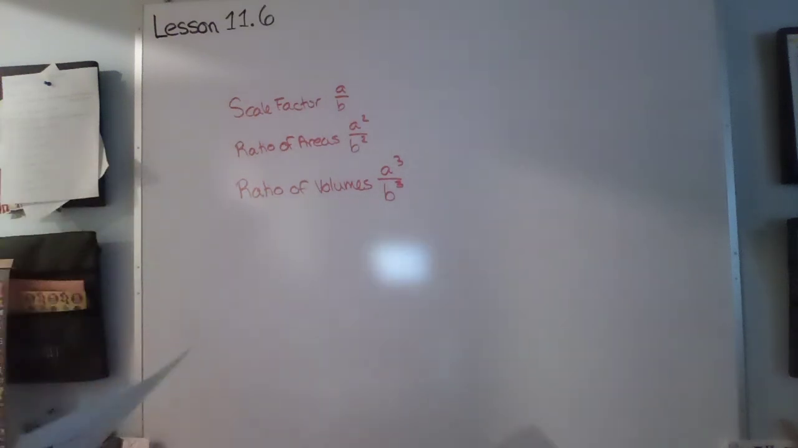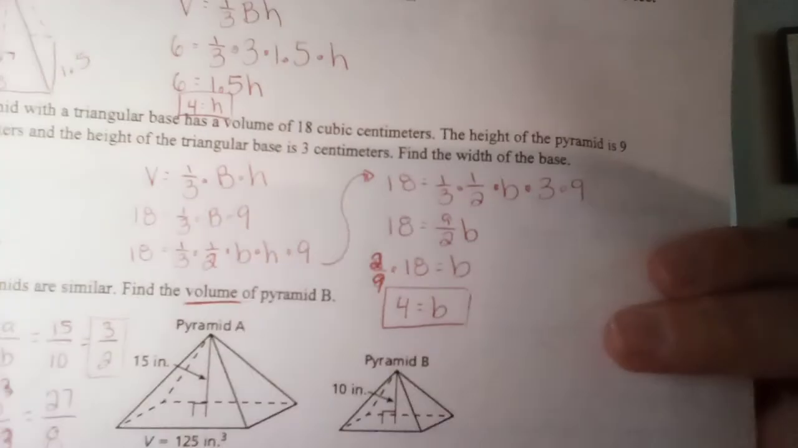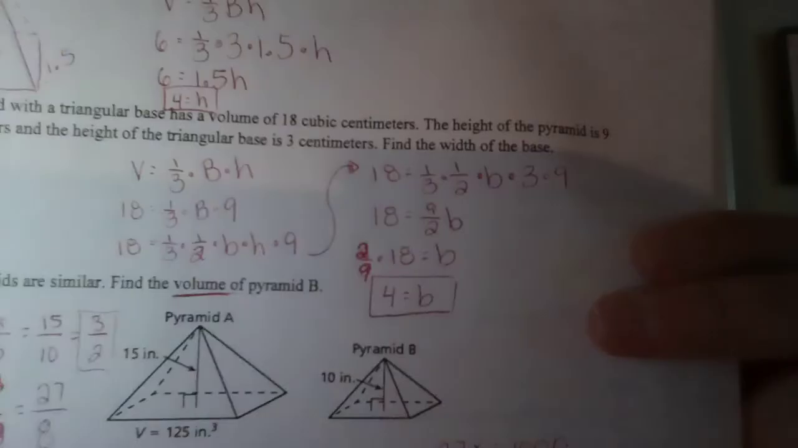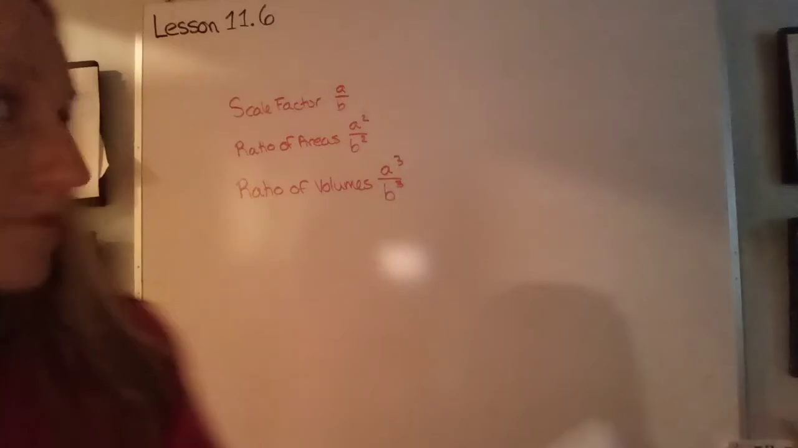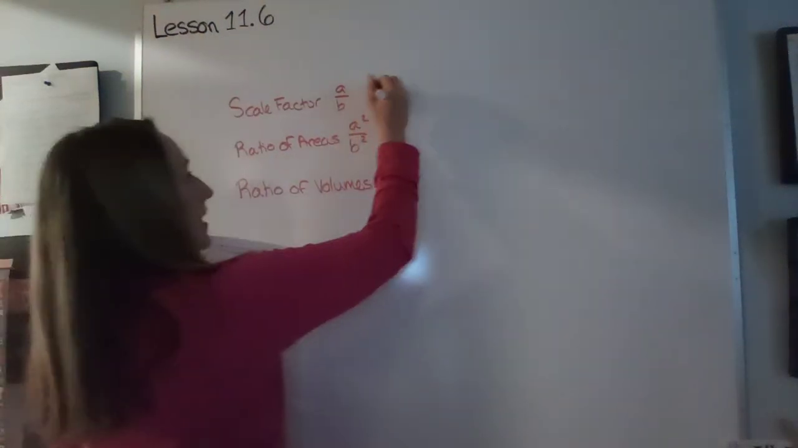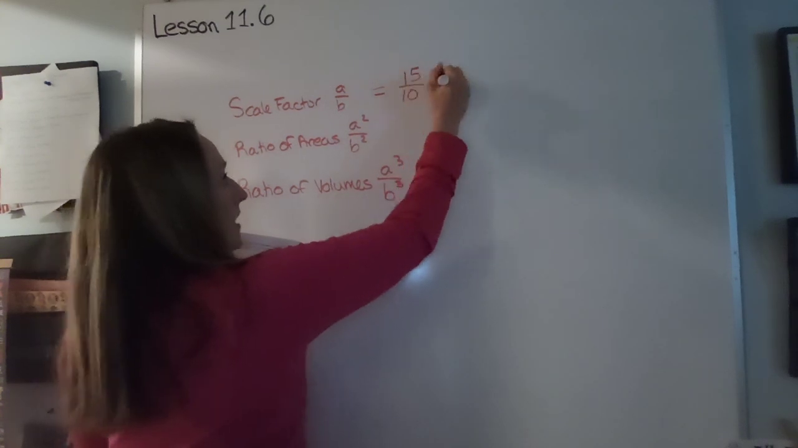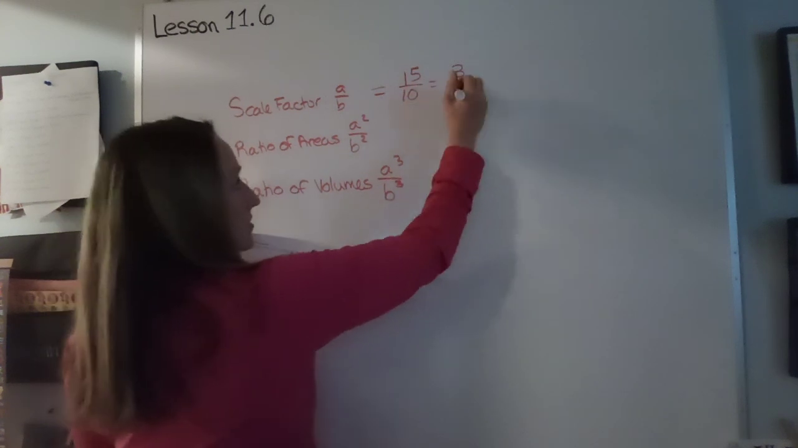Okay? So they give you some dimensions to look at, and then they also give you the volume of the big one. You need to find the volume of the small one. So the linear dimensions, the height, that's going to help you with the scale factor. The ratio is 15 to 10. And then I can simplify. So the scale factor, 15 to 10, simplifies to 3 to 2. 5 goes into there 3 times, 5 goes into there 2 times.